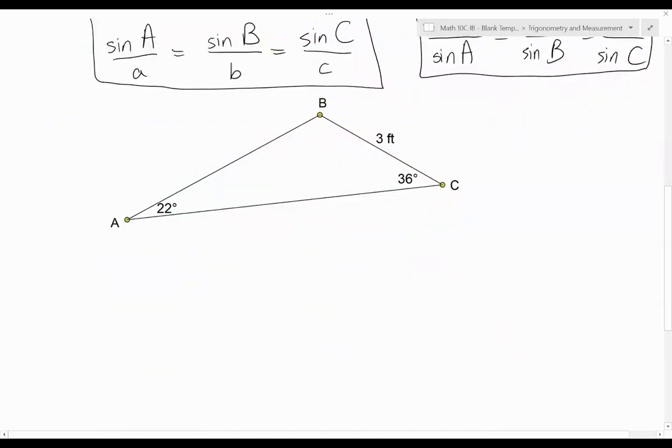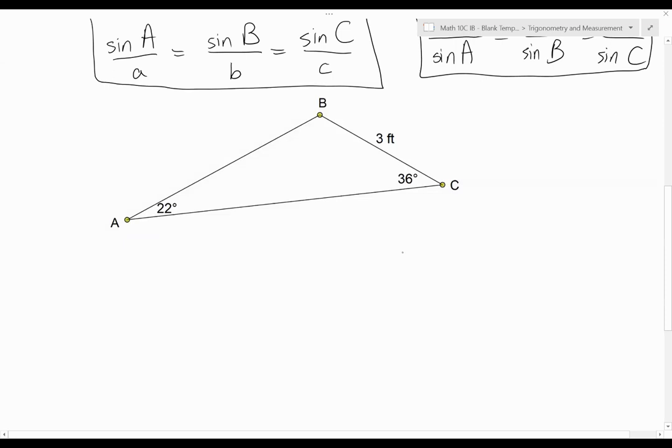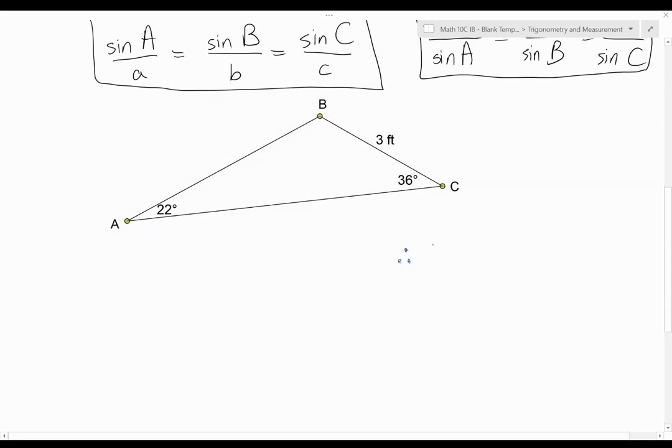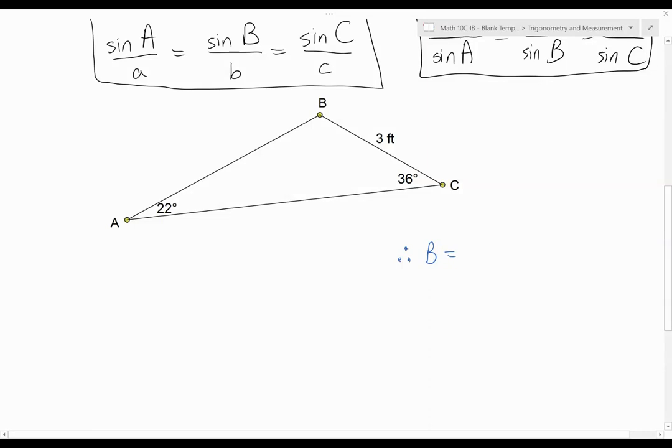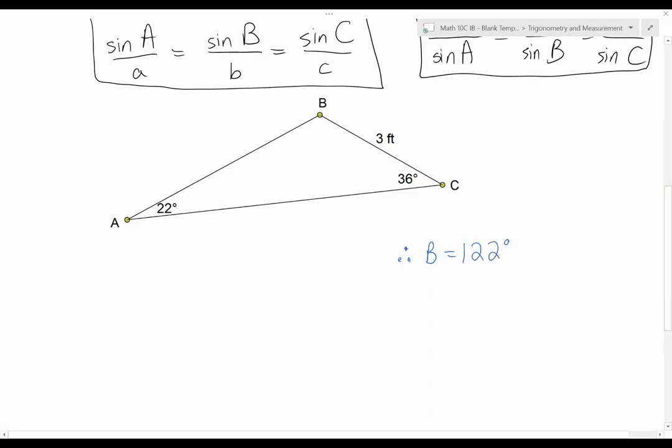So here I have a triangle ABC where I know the measures of angles A and C. Because I know the measures of two angles, I can fairly easily find the measure of the third angle, because I know that all three angles have to add up to 180. So if I just take 180 minus the 22 minus the 36, I can find that angle B has to equal 122 degrees.